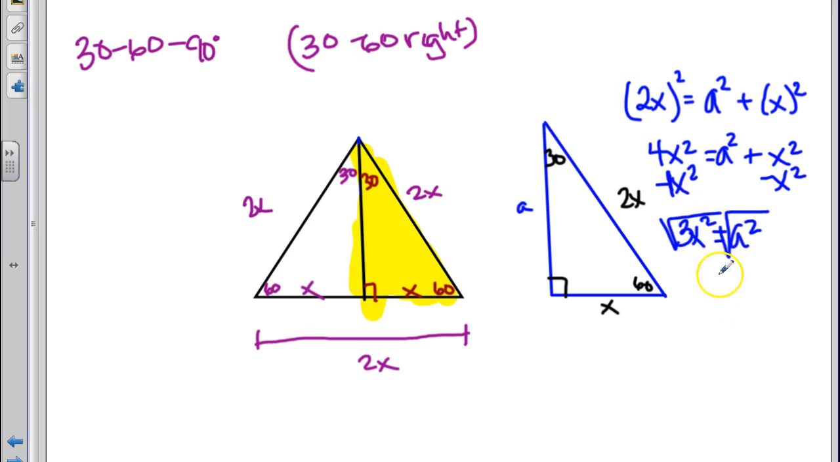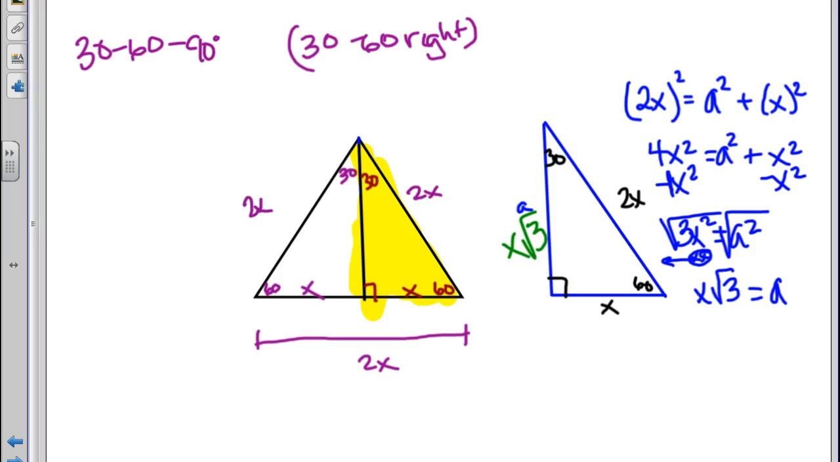Can you take the square root of 3 and get a nice number? No, because it's not a perfect square. Can I take the square root of x squared? Yes, that means there are 2 x's here, so they can come out as 1. And that's equal to, same thing happens over here, a. So this side is x times the square root of 3. All right, so side lengths: I have x, 2x, x times the square root of 3.